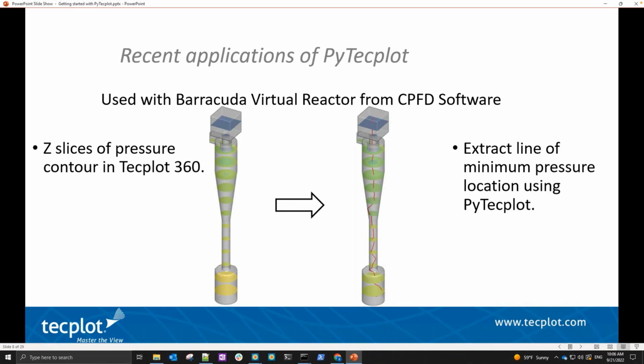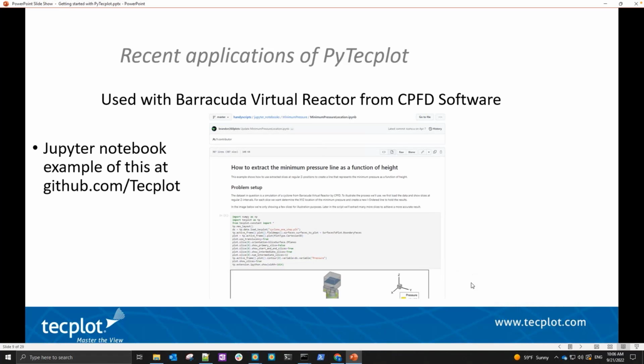And this next slide here is just a quick screenshot of where you can find a more detailed explanation of this example. So you can go to the Tecplot GitHub to see a Jupyter notebook that extracts the line of minimum pressure as a function of height. And this is just one among several PyTecplot examples that can be found on our GitHub.